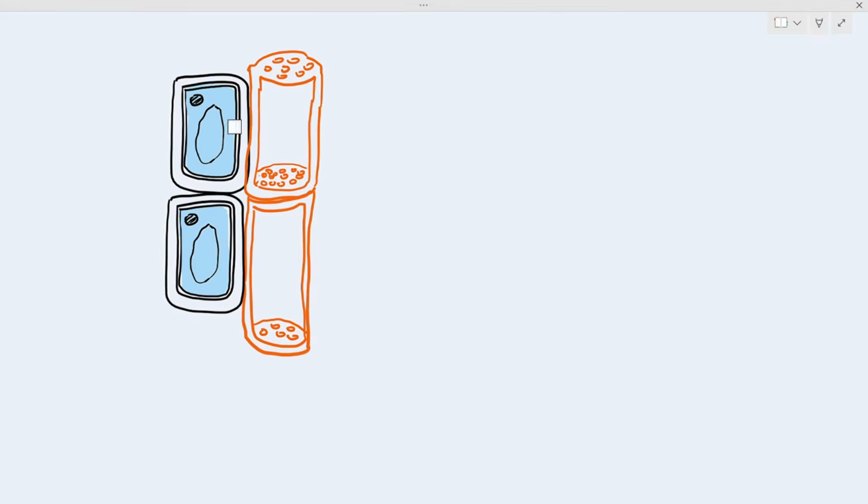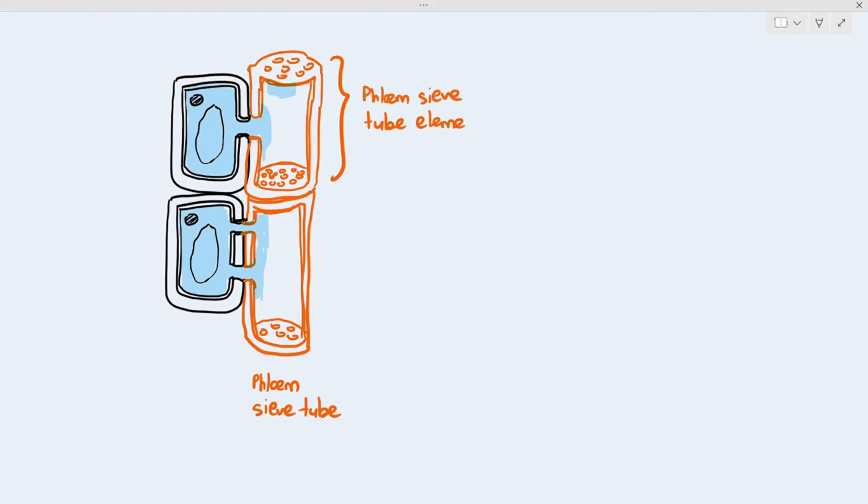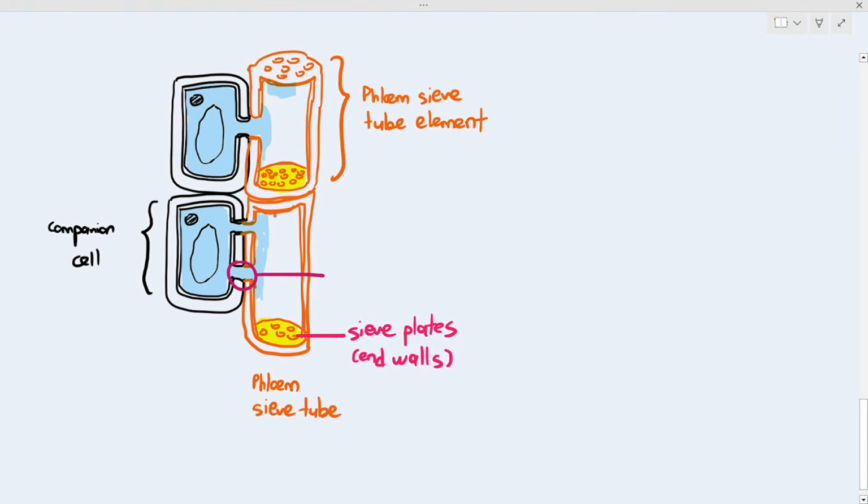It has cytoplasm. They are connected to the sieve tube element via the plasmodesmata, and the phloem sieve tube element has a little bit of cytoplasm, not a lot, but it has a little bit. Okay, and what is very important to know, those highlighted parts are the sieve plates. So this is just a three-dimensional diagram of how the phloem sieve tube looks like. It's not the best diagram I've drawn, but it kind of gives us an idea of what the phloem is all about.